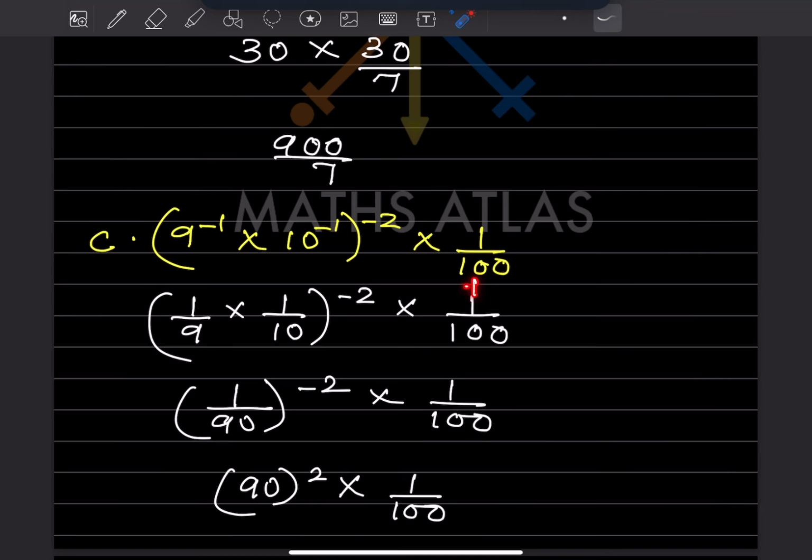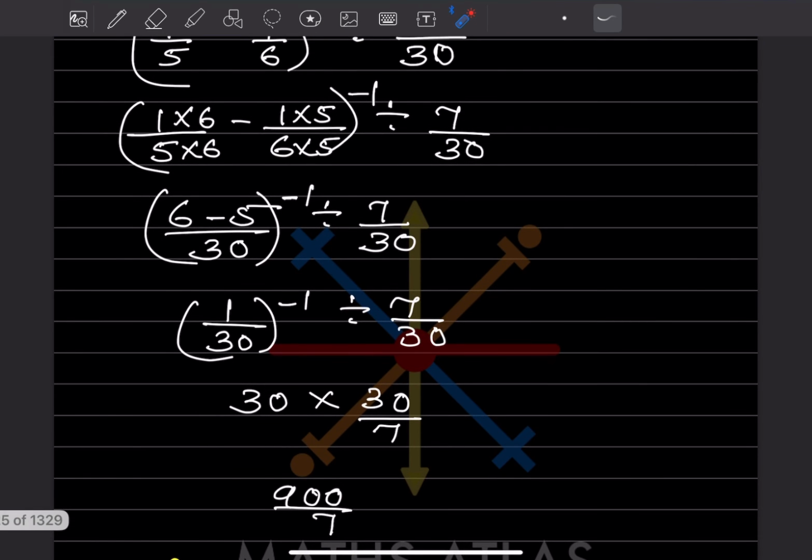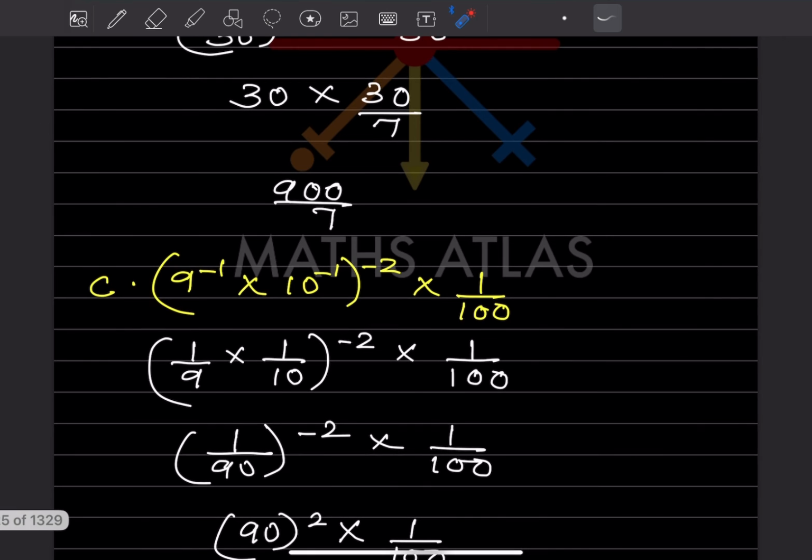This is the same. So this is going to be, now see here, this is multiplication, so we are not taking the LCM of it. So we are going to just multiply the numerator and the denominator. So 1 by 19. So be careful with this sign. Here there was an addition or subtraction, whenever we take the LCM of it. Here, even if there are two numbers, we don't take the LCM, but we multiply the numerator separately and the denominator separately. So that will be 1 by 90 raised to minus 2 into 1 by 100.